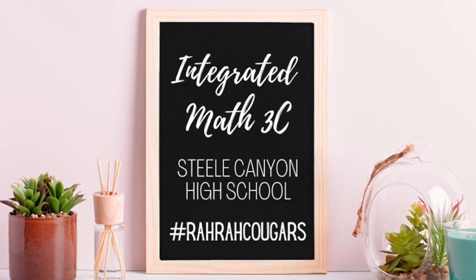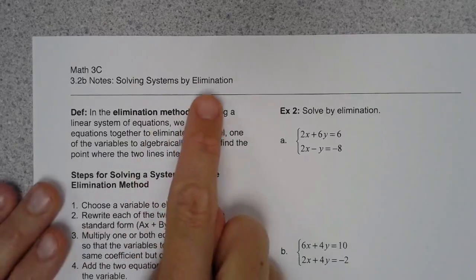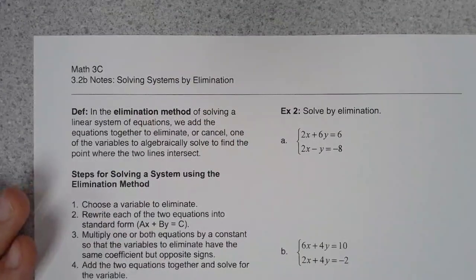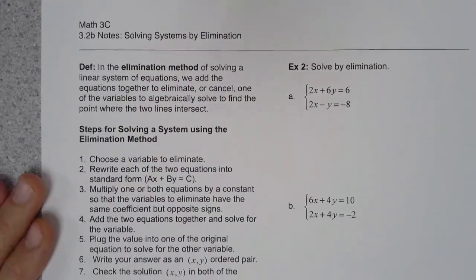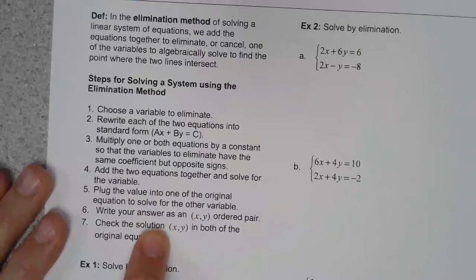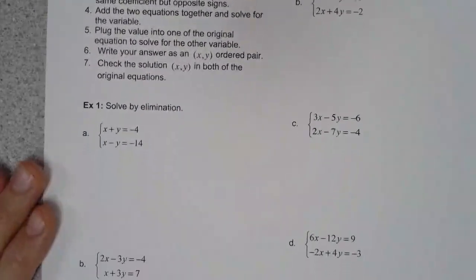The third and final way of solving systems is by using a method called elimination. In elimination, we're not going to be substituting something in for something else. We're going to be looking for opposites. So here are some steps that you can review about solving systems by elimination.